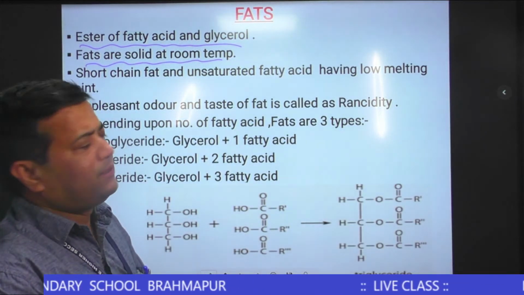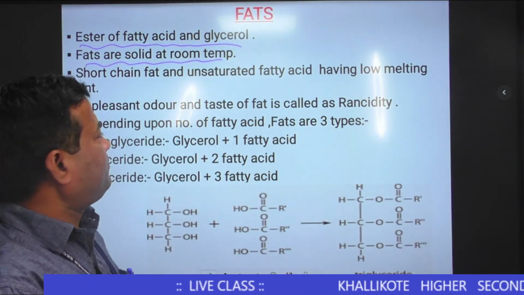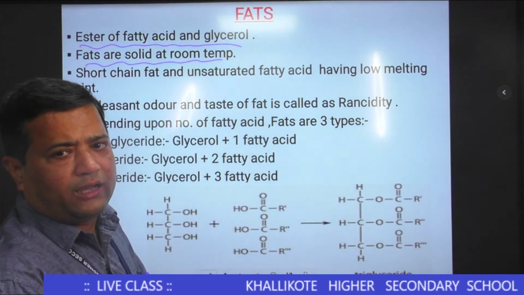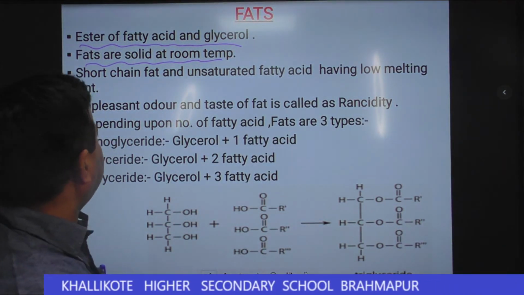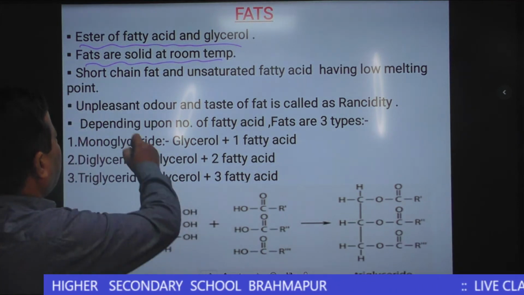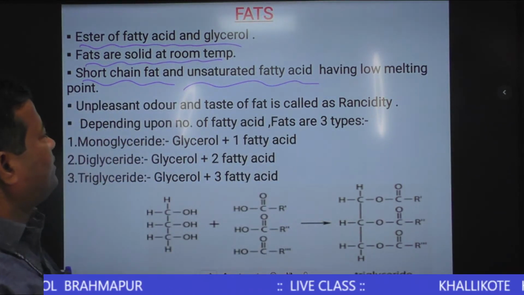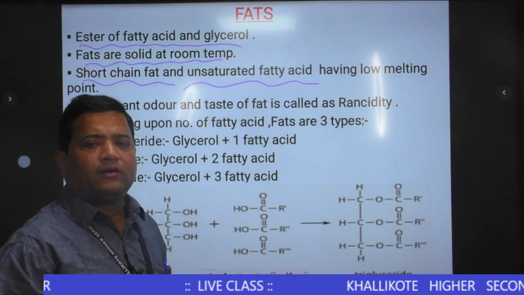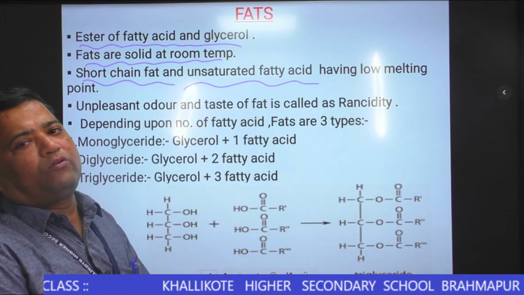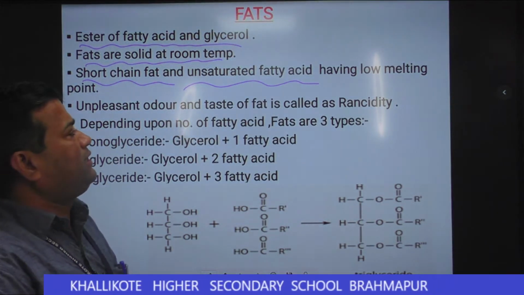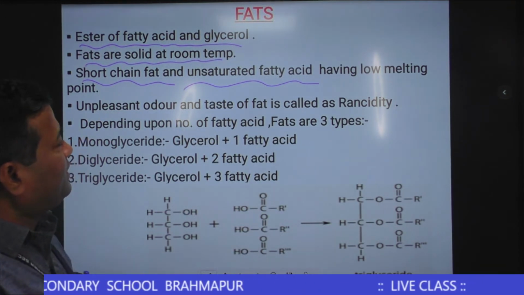Saturated fatty acids have single covalent bonds, that means they are fully saturated with hydrogen atoms. So they are definitely solid at room temperature. Then another thing: fats having short chain and unsaturated fatty acids have a low melting point, means they can easily melt at low temperature. So definitely they have a low melting point.